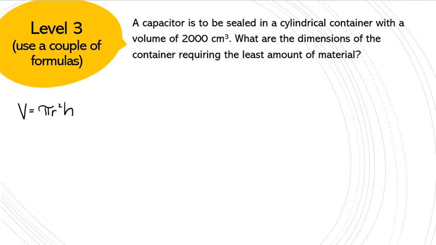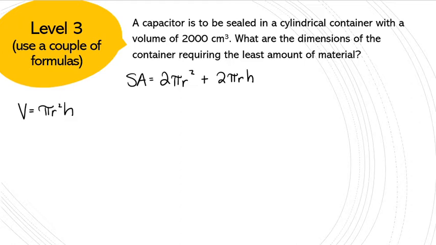I have two variables. And the other thing, when they say dimensions of the container requiring the least amount of material, they're talking surface area. And the formula for surface area of a cylinder is the area of the top and bottom, the caps, or the ends of the soup can, which will be 2 pi r squared, and then the area of the label or the wrap around the sides, which is just the circumference, 2 pi r times the height. These are lookup formulas. They're pretty standard. They'll be on your formula sheet as well.